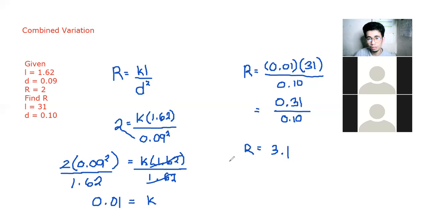Okay. So this should be our final answer. 3.1. Resistance natin is 3.1.